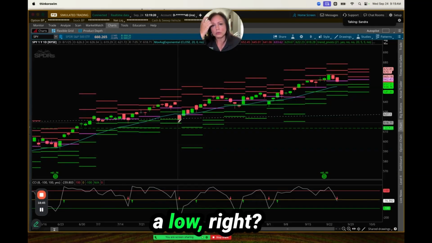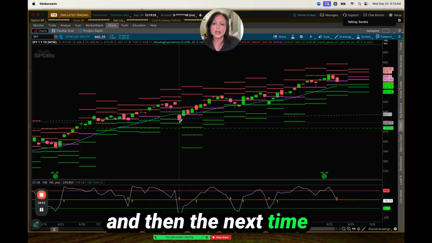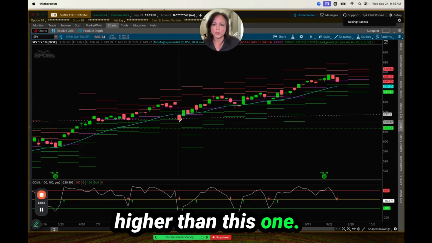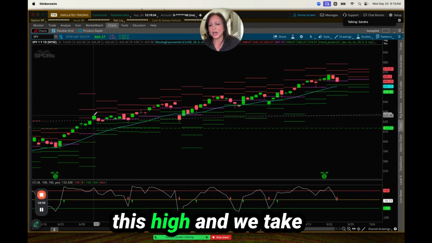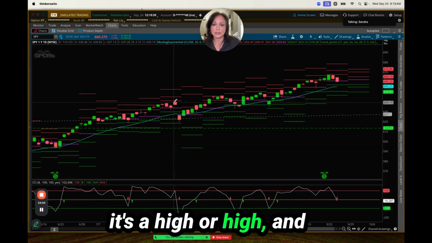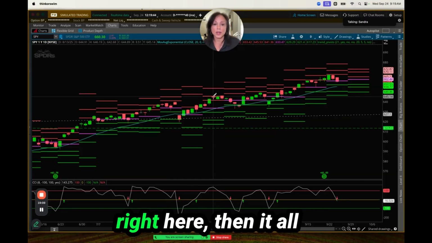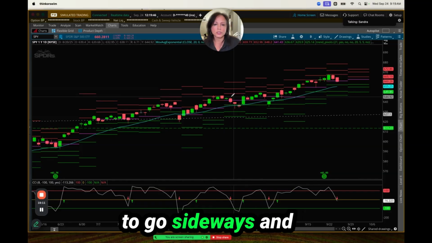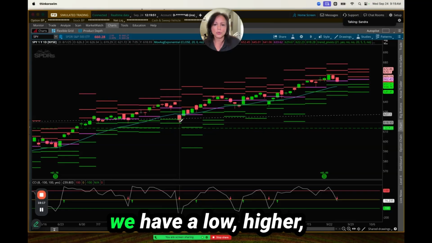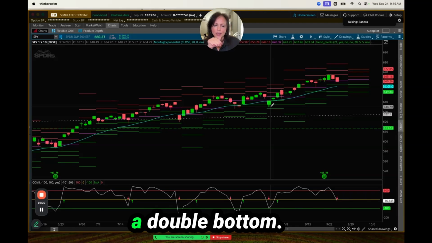So here we have a low, right? We broke below 20 and we have a low. And then the next time that we had a low is over here, but it's still higher than this one. So if we take a look at this high and the next high, it's a higher high, and this high, higher high, right? Here then it all of a sudden starts to go sideways and almost doesn't break it, but it does right here. But you could see that we have a low, higher low. That's almost a double bottom.